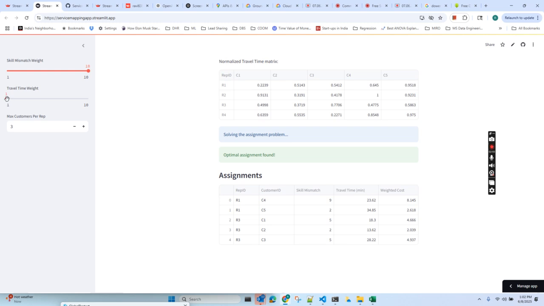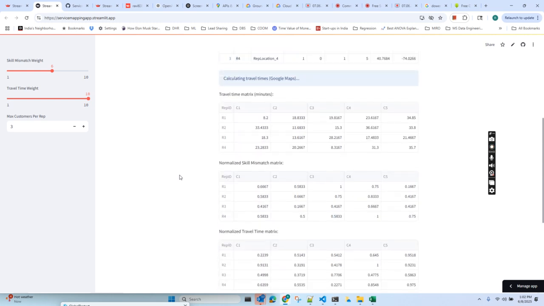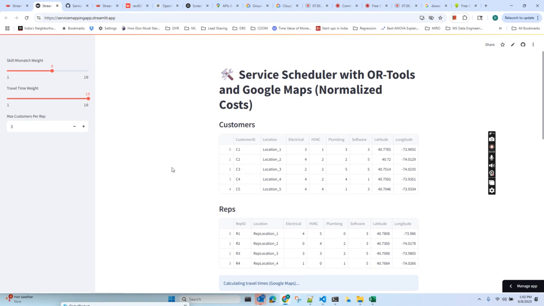Now, just see what happens if I maximize this travel time weight and do something with the skill mismatch. Now, you see this gets changed, right? So, R1 gets to serve C1, and then R3 gets to serve C2, C4, C5. So, it's as dynamic as it can get. Okay. So, now let's go into the code.